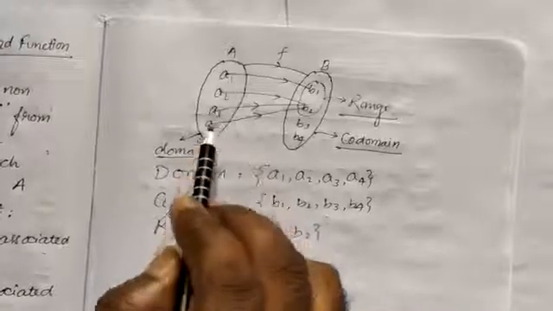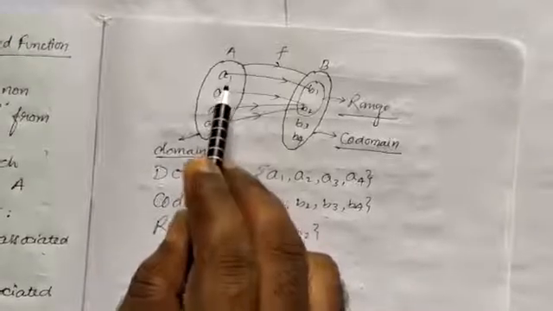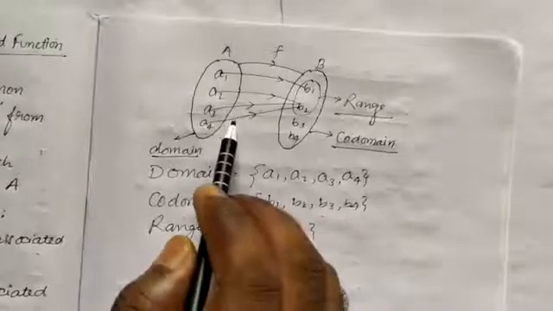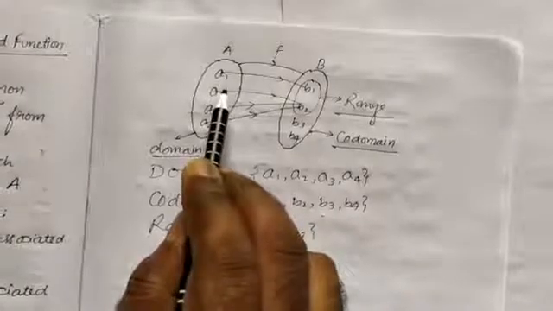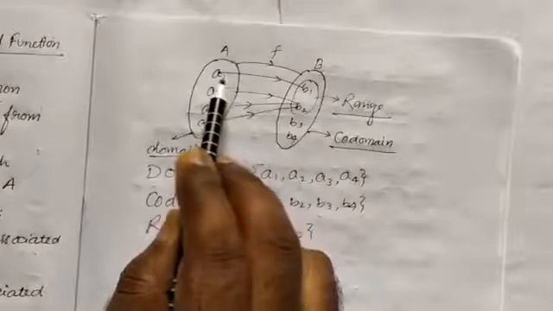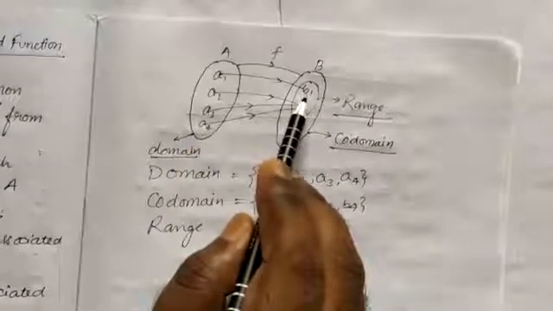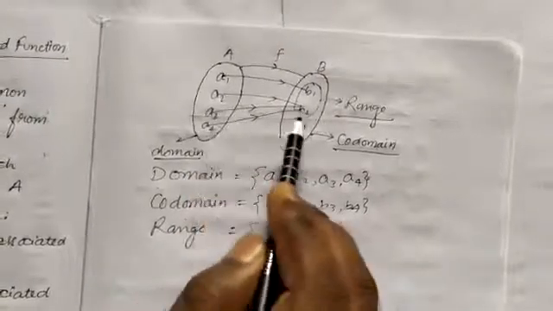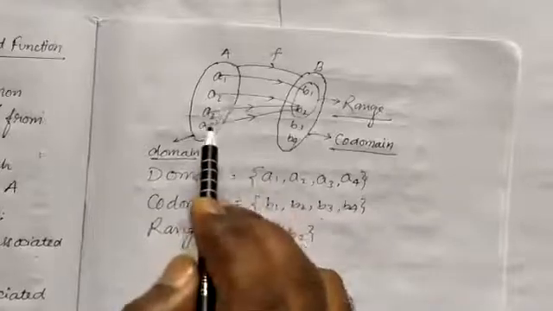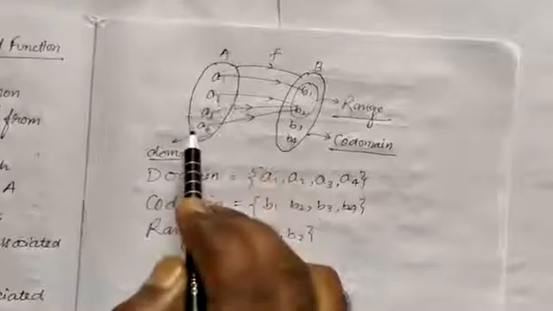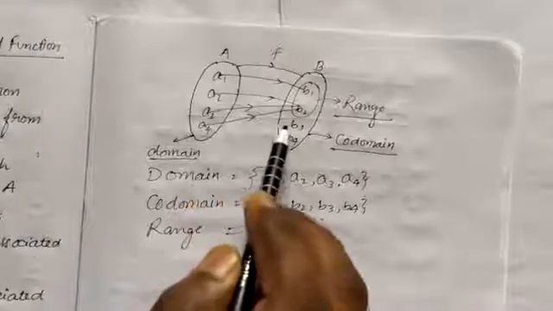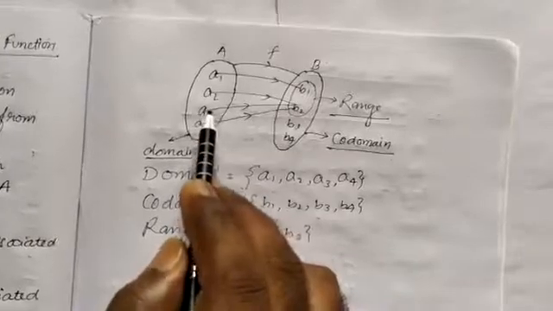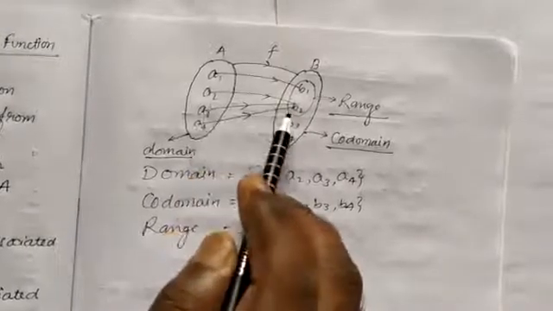Now for the second: is every element of set A uniquely associated with an element of set B? It means, does every element possess a unique image? Yes, a1 has unique image b1, a2 has unique image b2, a3 has only one image, a4 has only one image. It means if every element of set A, the domain set, possesses only one image in set B, in that case you can say the element of set A is uniquely associated with the element of set B.